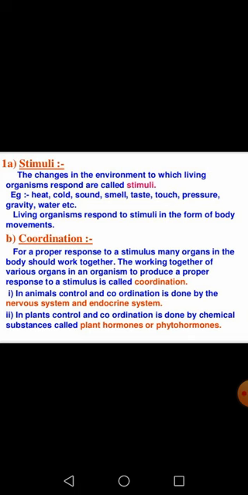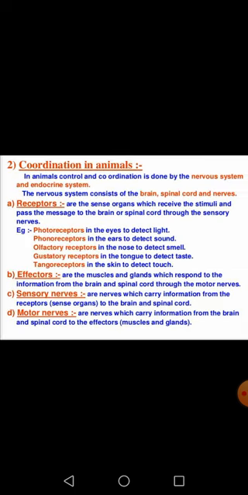coordination in animals. While in the case of plants, only chemical substances are responsible for helping in the control and coordination process, and these hormones are called plant hormones or phytohormones. Now I am coming to the point: how does coordination occur in animals? As you know, there are two different systems working together in human beings or in animals.